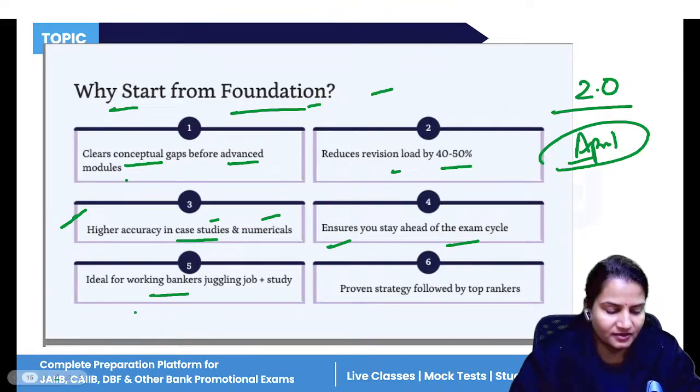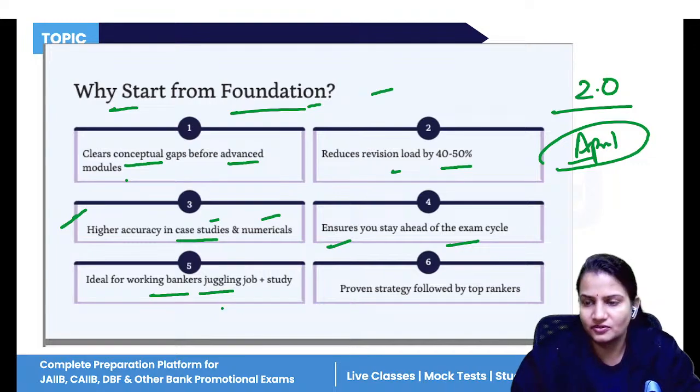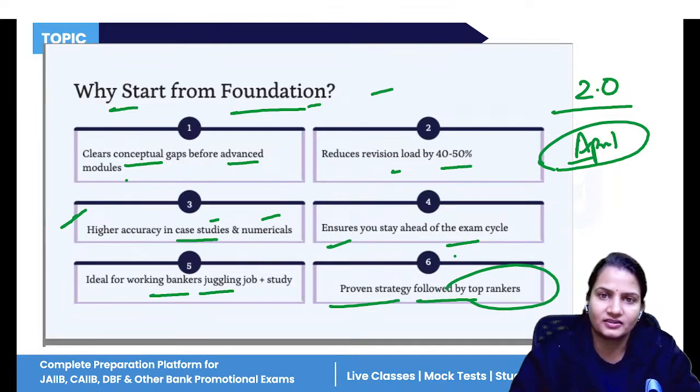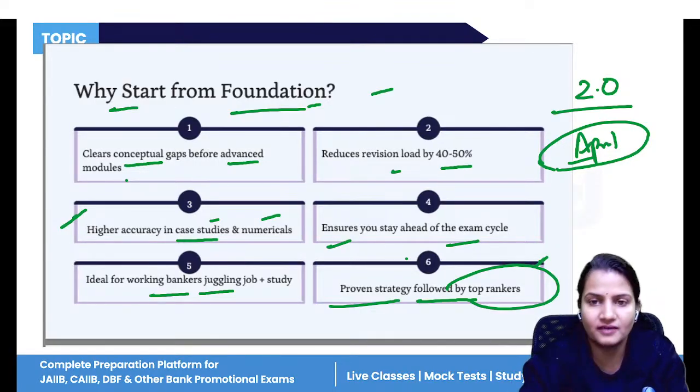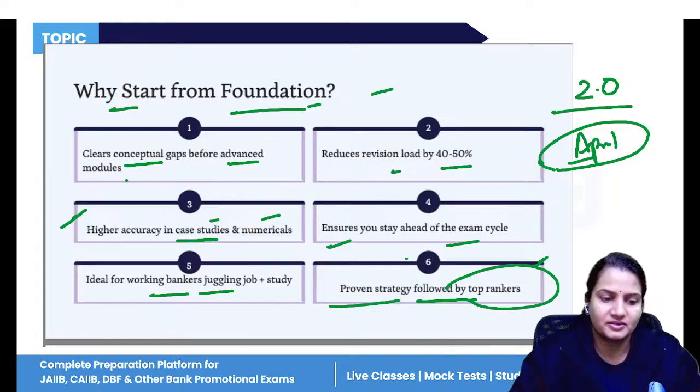Ideal for working bankers. Because you are busy with your job, you don't have extra time. For that, the foundation batch is helpful. If you give 2 hours, 3 hours, then you can make your concepts clear in 4 months, in 3 months. And that is a proven strategy followed by the top rankers, those who have qualified their CAIIB exam in their first attempt.